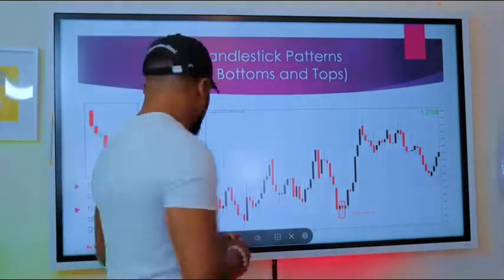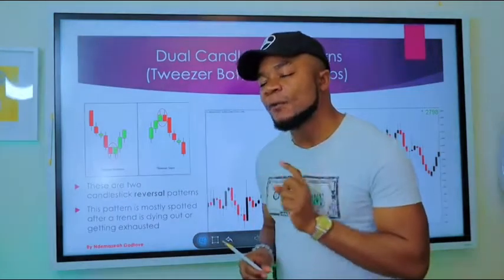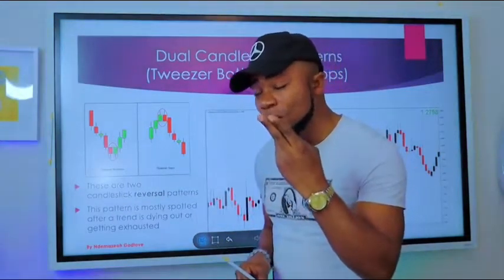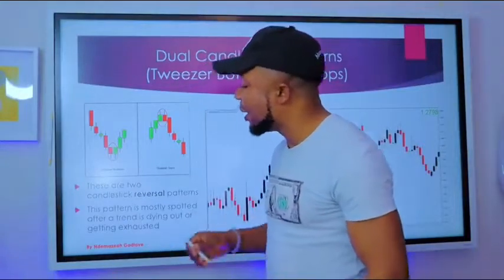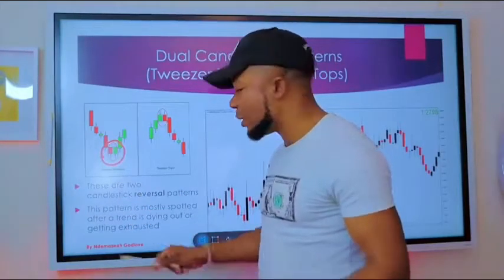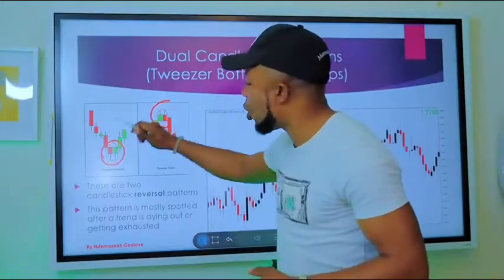So how are tweezers formed? A tweezer is just a combination. Remember, we are under dual candlestick patterns. That means for any of these patterns to be formed, we need a combination of two candles, all right? And here, for a tweezer to be formed, we need a candlestick that looks like this. Right? And if this forms at the support, it will form what they call tweezer bottom. And if this forms at a particular resistance, it will form what they call a tweezer top. And this occurs all the time.